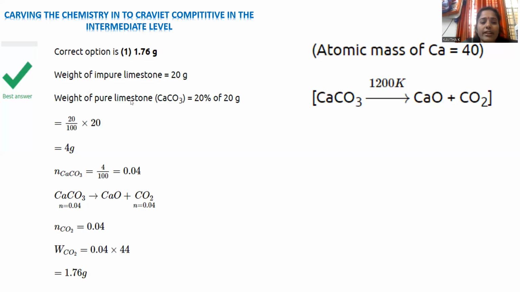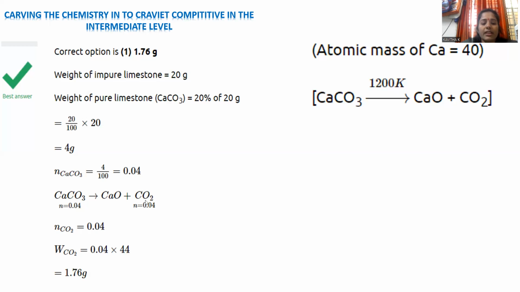So to get the weight of the compound, we can write: weight of the pure limestone is equal to the weight of the limestone given, in grams, multiplied by the percentage purity of the compound. 20 multiplied by 20 gives 400. 400 over 100, the answer will be 4 grams. So 4 grams of limestone will be there. The number of moles of calcium carbonate is always given by weight divided by gram molecular weight: 4 by 100, which is 0.04.